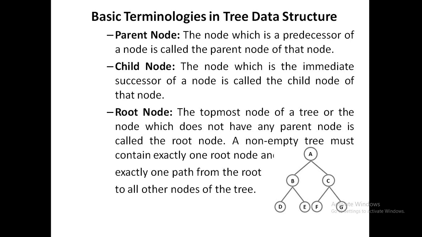Root node. The topmost node of a tree, or the node that does not have any parent node, is called a root node. So in this case, node A is the root node which doesn't have any parent node, and it is the topmost node of the tree. A non-empty tree must contain exactly one root node and exactly one path from the root node to all other nodes of the tree.